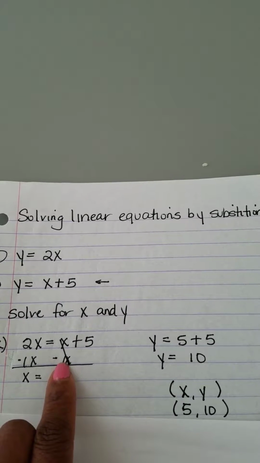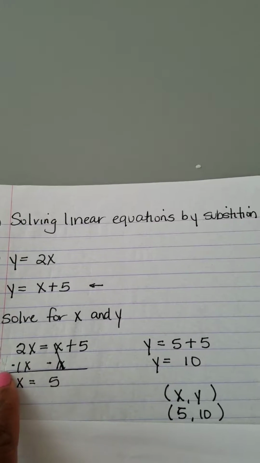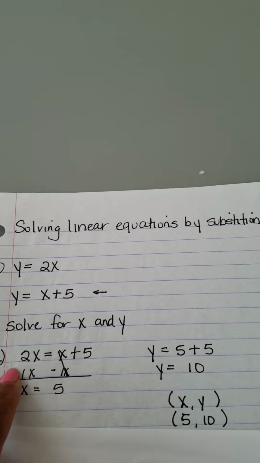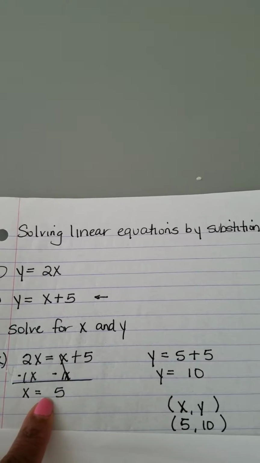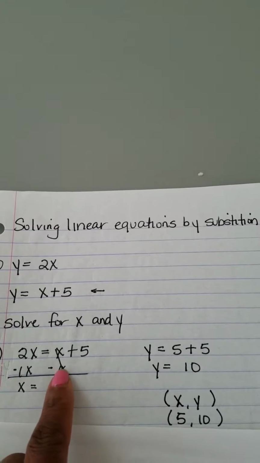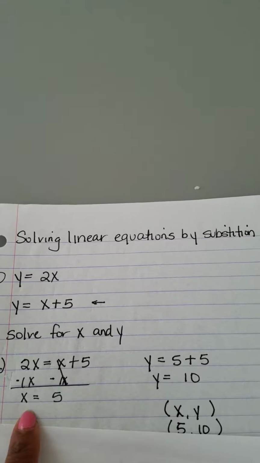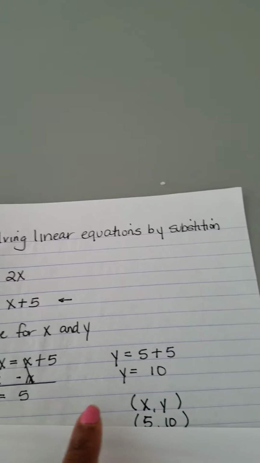So I took away x on both sides, minus x and minus 1x, right? 2x minus 1x leaves me with x equals 5. So I took an x away from here, and I took an x away from here, and it left me with x equals 5.